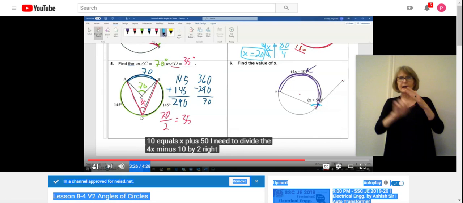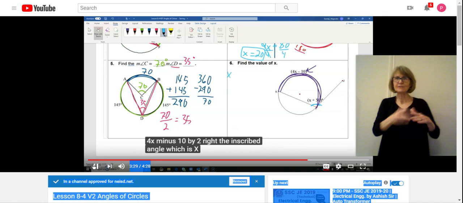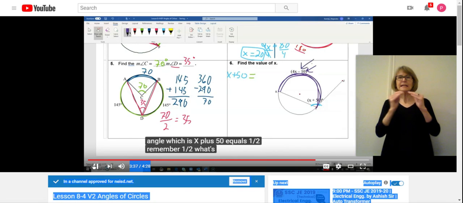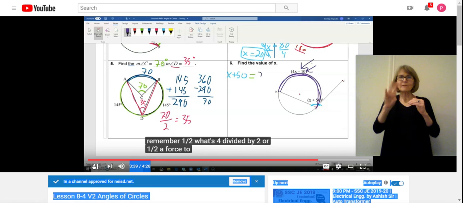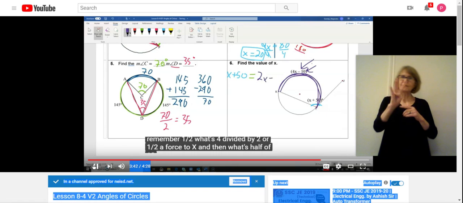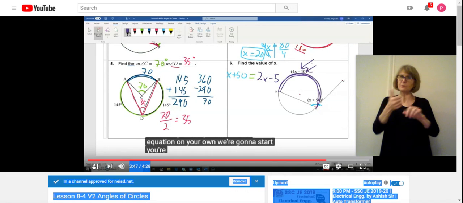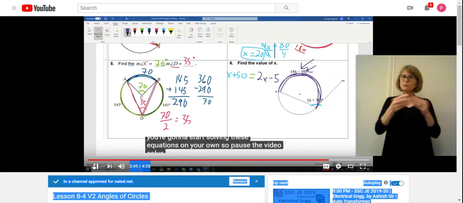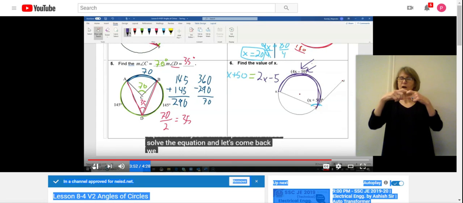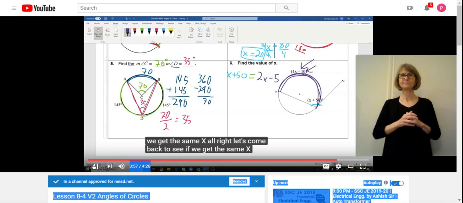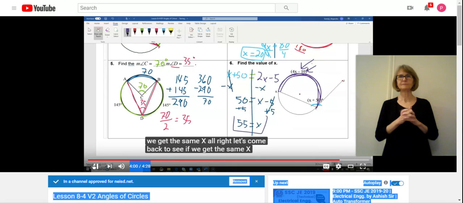So let's go ahead and do this. We're going to do the inscribed angle, which is x plus 50 equals half. Remember, half. What's 4 divided by 2? Or half of 4 is 2x. And then what's half of 10? 5. All right, now you solve this equation on your own. You're going to start solving these equations on your own. So pause the video, solve the equation, and let's come back to see if we get the same x. Okay, that concludes, we get x equals 55.